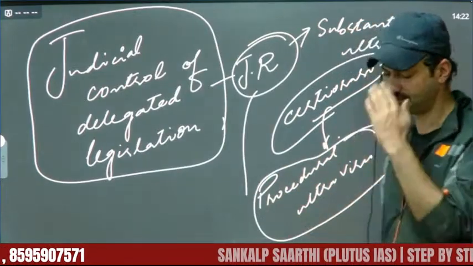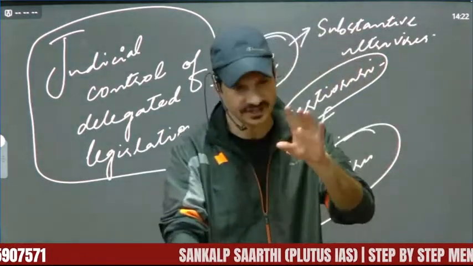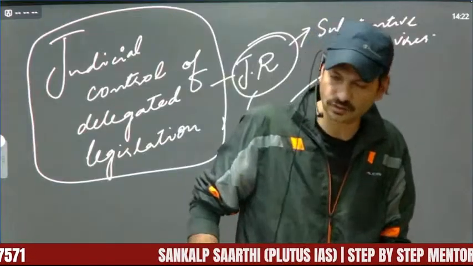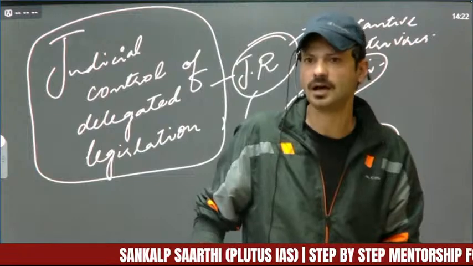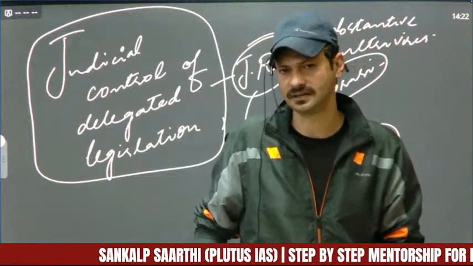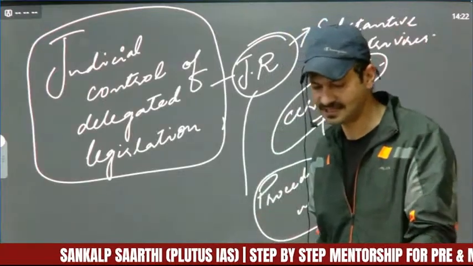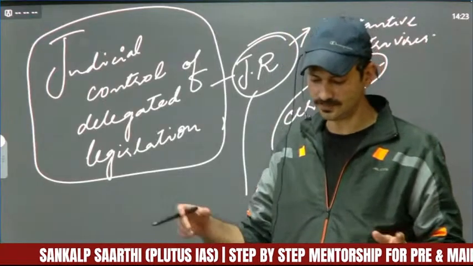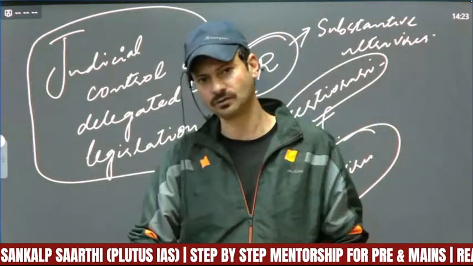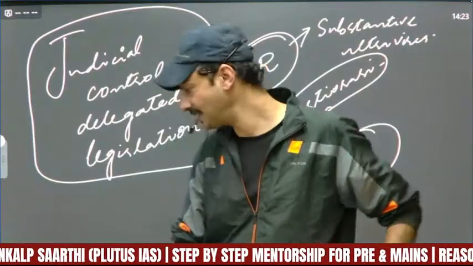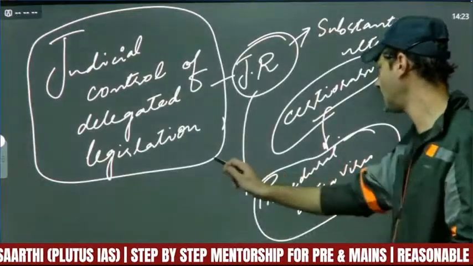There's the procedural ultra vires. Now, as the name itself says, it is through the procedure. So it occurs when administrative authorities fail to follow the procedures which were meant to be followed and which were discussed and laid out in the parent statute. If these statutory procedures are violated, the rule itself, according to the courts, becomes invalid. So that is the procedural ultra vires.